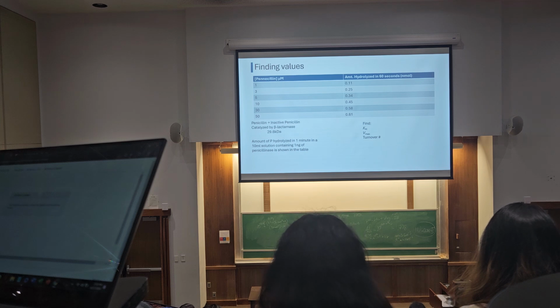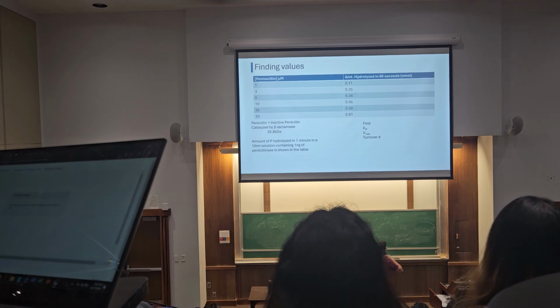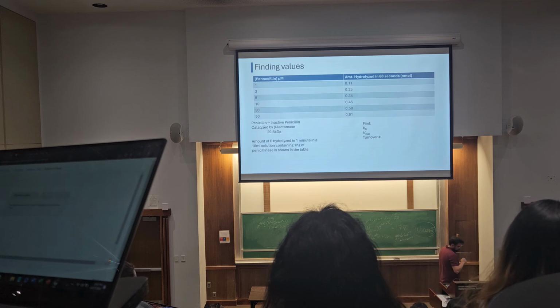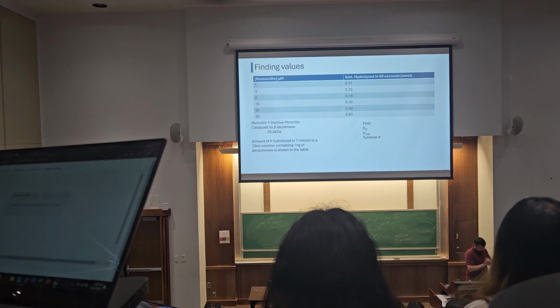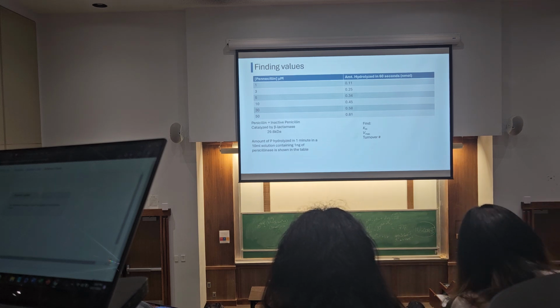In this case, we have the concentration of penicillin, the substrate, on the left, and we have the velocity of the reaction on the right, right? So the amount in nanomoles hydrolyzed in 1 minute for 50 seconds, right? So what we want to do here is to find the Km value, the Vmax number, and the turnover number, right? See if we can do that.